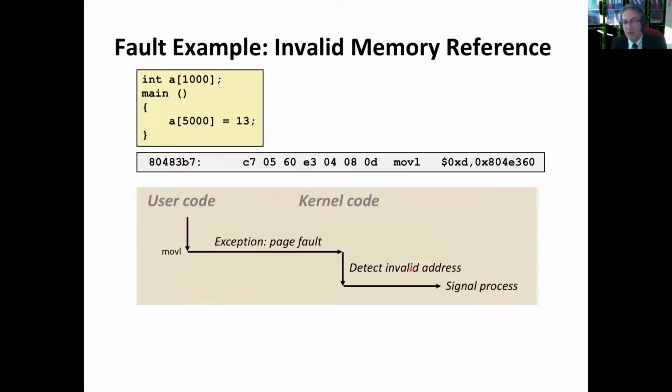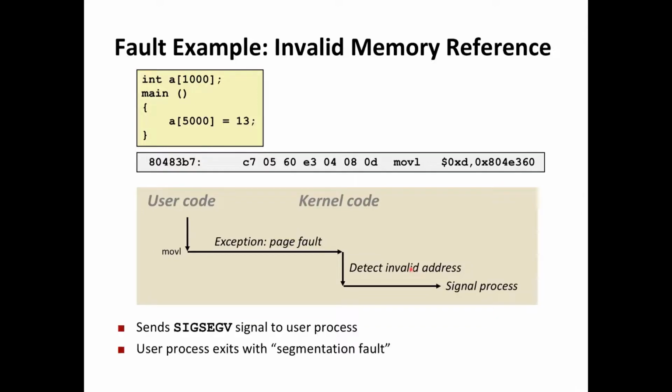And as a result, it will signal the process and abort the current execution of the program. In this case, it will essentially be a segmentation fault. As you will learn later, it will actually send a SIGSEGV signal. Again, you will learn what a signal is later, and then the process will exit with the segmentation fault.